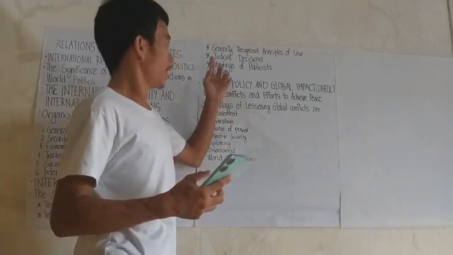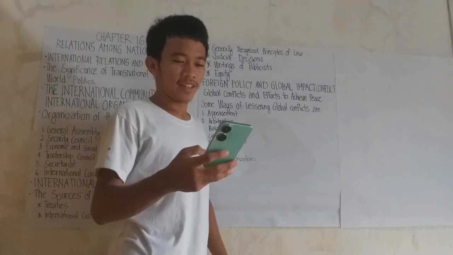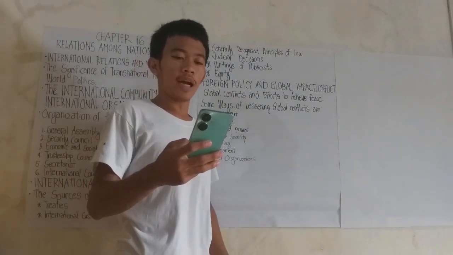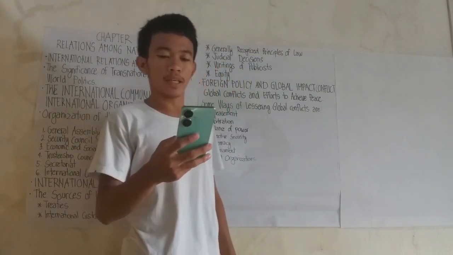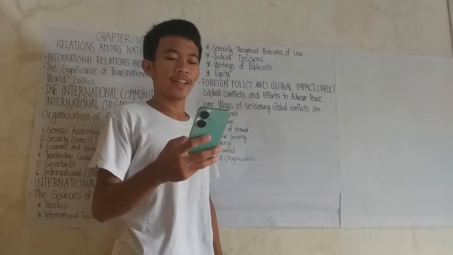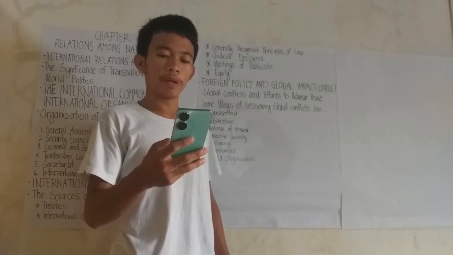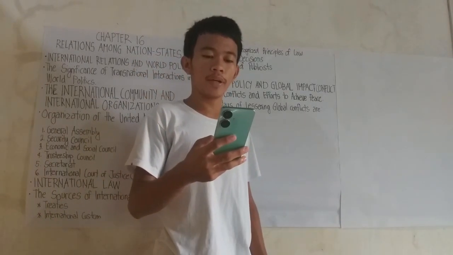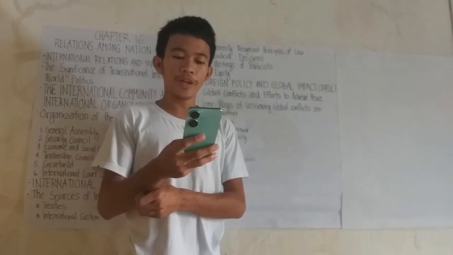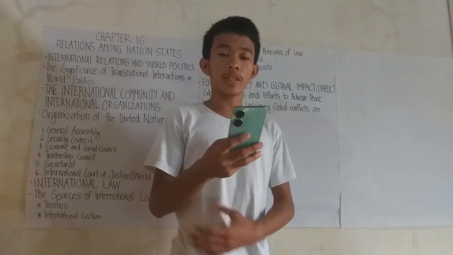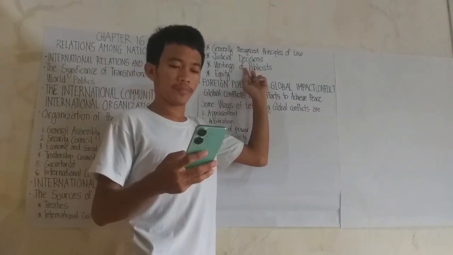Next is generally recognized principles of law. These are legal principles that are widely accepted and applied by states and international organizations. They serve as a supplement to treaties and customary law, filling gaps in international law and ensuring fairness and consistency in its application. Next is judicial decisions.